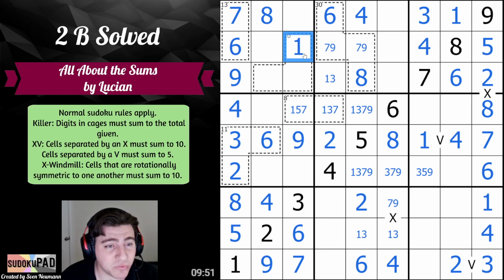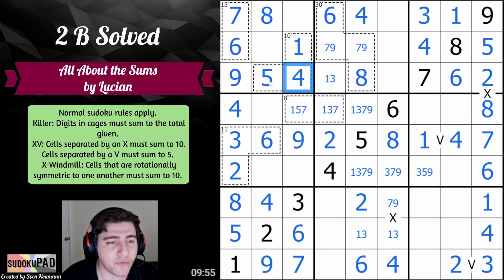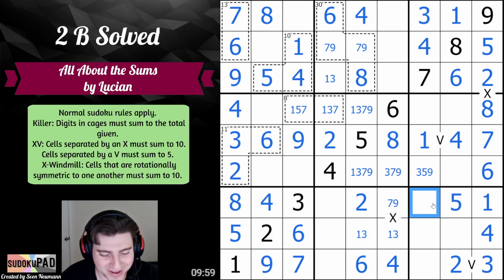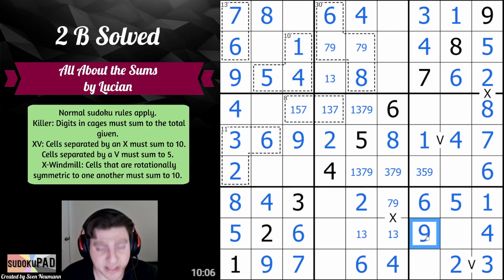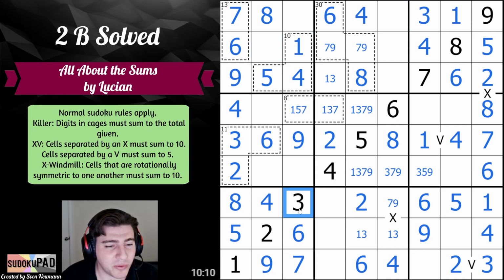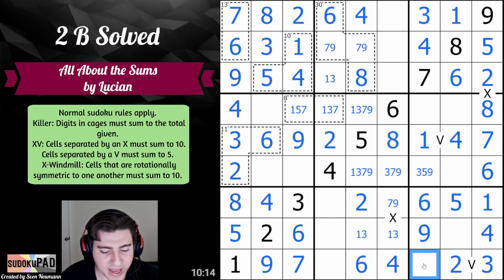4, 5 gives us 1. 4, 5 is resolvable. 5, 4. 5 gets placed here, 5 gets placed here, 6 gets placed here, and 9 gets placed. Wait, did I do that? Oh, I did that wrong. 9 gets placed here. There we go. We're missing 2, 3, which is resolvable in a couple ways. We get 2 here, 3 here. 2, we get 8 here, 7 here.